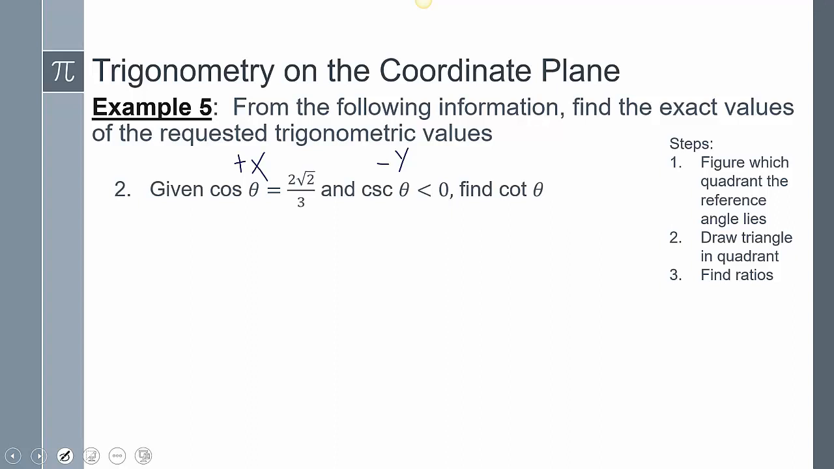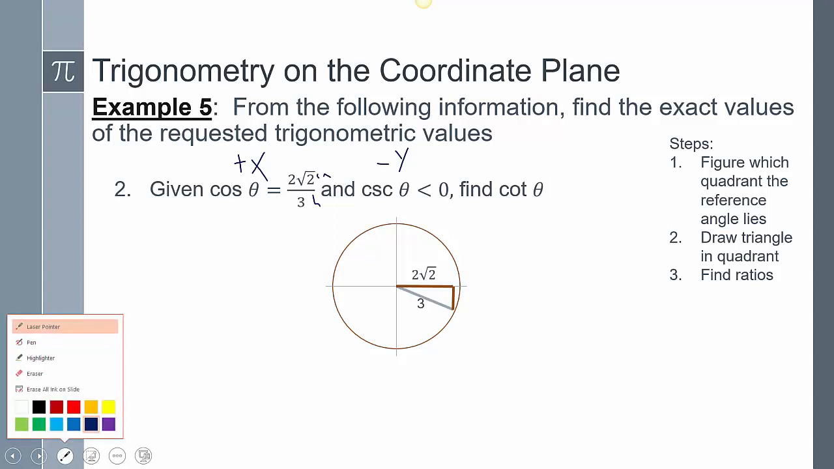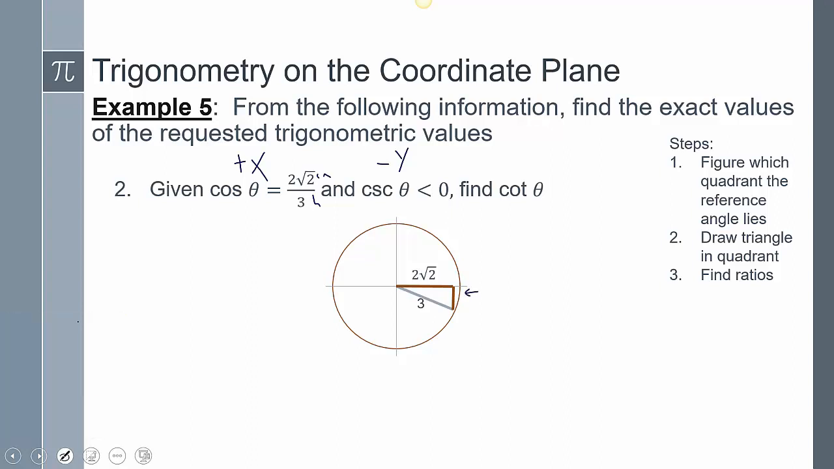So drawing it in my quadrant, which is step 2, I know that it's going to be here in quadrant number 4. And for cosine, we know it's adjacent over hypotenuse, so that's why it's 2 root 2 over 3. Now once again, to find my y value here, because I know that cotangent is going to be x over y, I need to know what my y value is. So to do that, I need to use the Pythagorean theorem.